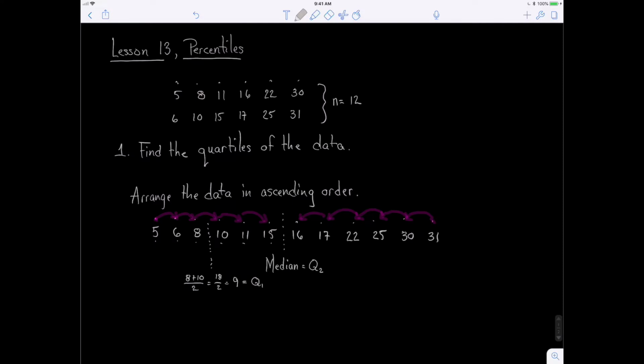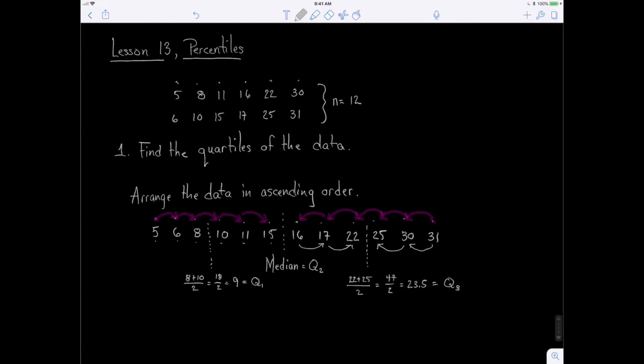And if we do that one more time, in the upper half, we go up 1, and then we come down 1. We go up 1, go down 1, and we land right between 22 and 25. So let's add those two together and divide by 2. Well, that's 47 divided by 2. That's 23.5. That is Q3.